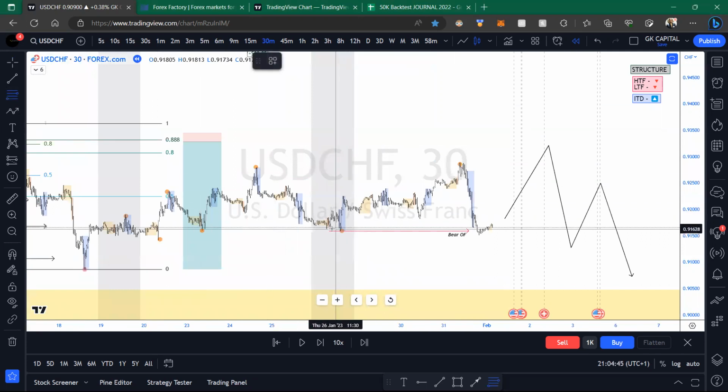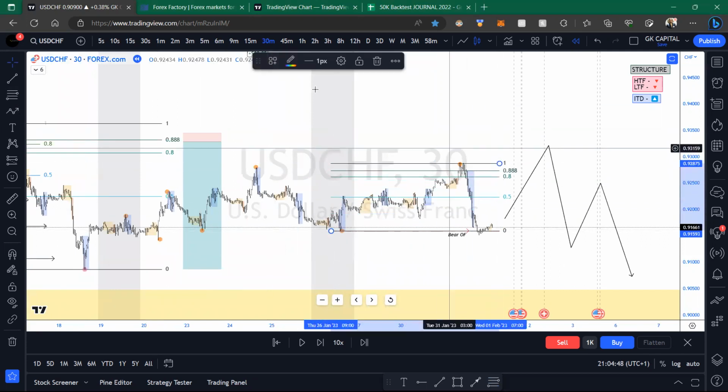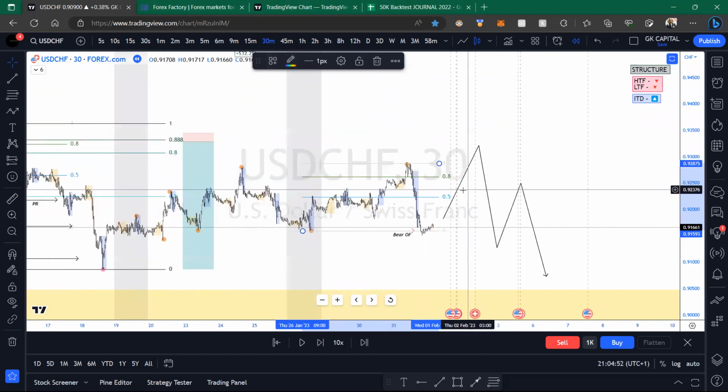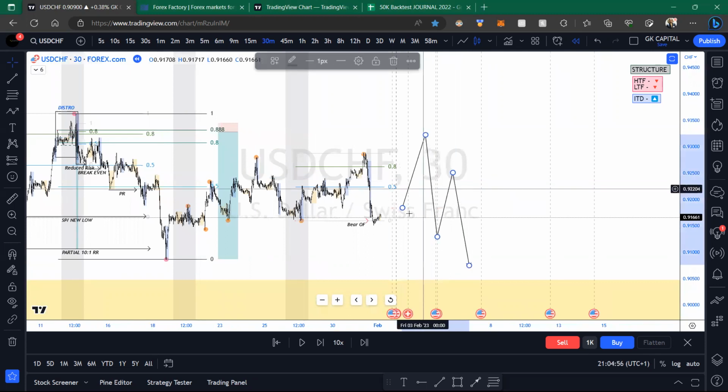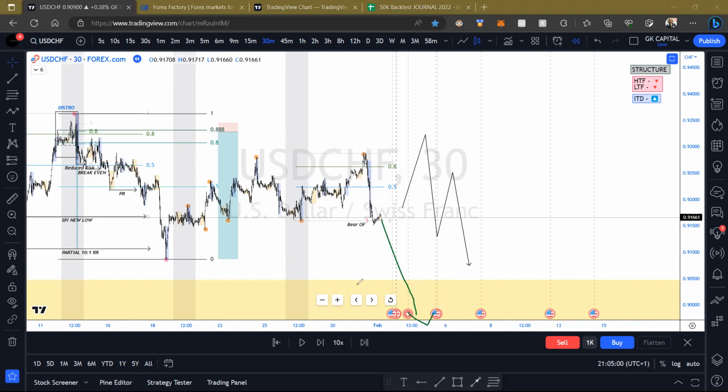So I'll be looking for something like that, in between that 80 and that 50, to see if we can get a pullback. And at the same time we could also get something like this, or price now just wants to go. And if so, then we'll wait once again.